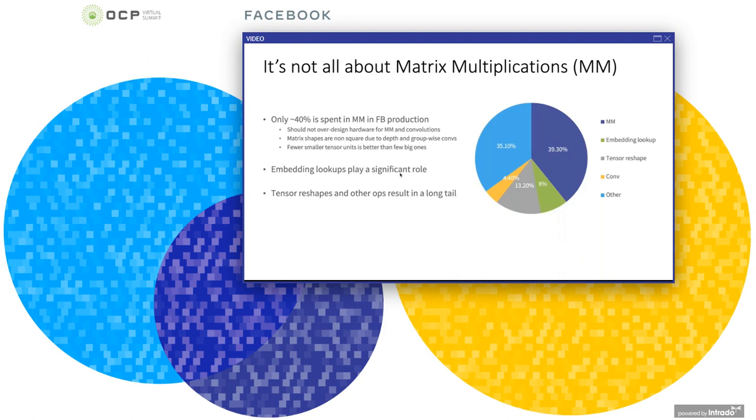We also notice from this figure that embedding lookups play a significant role in the operators that are used, and that tensor reshapes and other ops result in a long tail of operators that run in the data center.